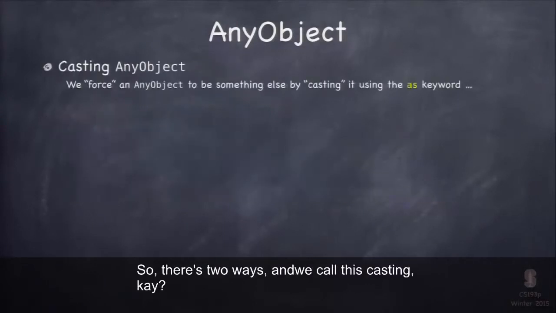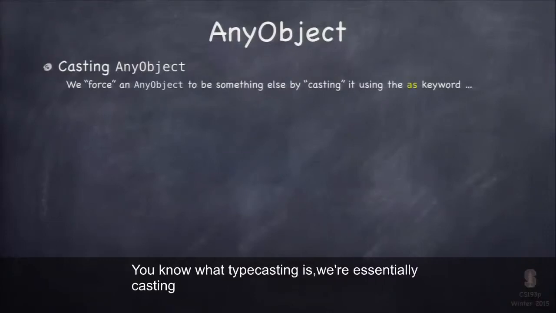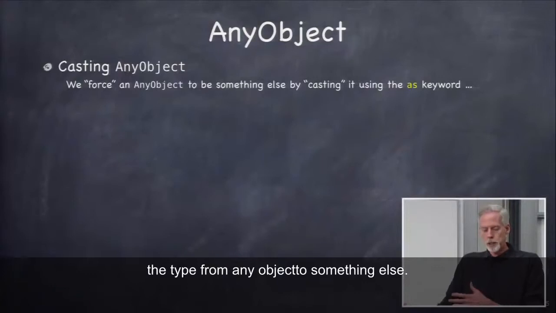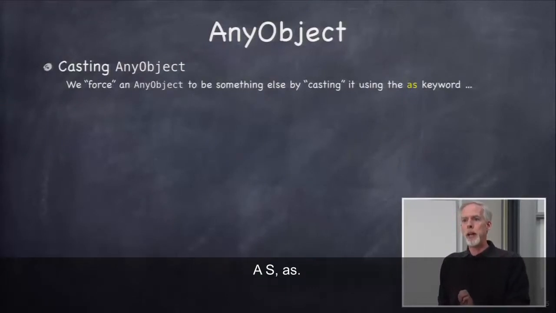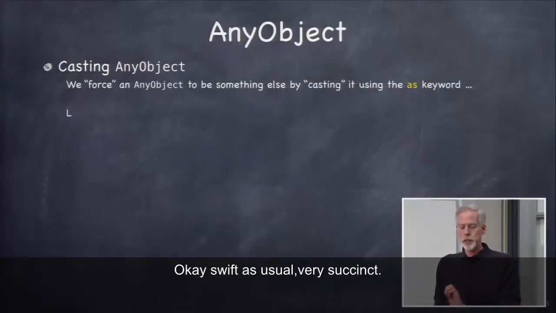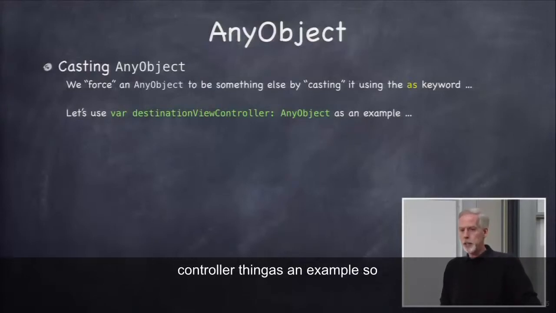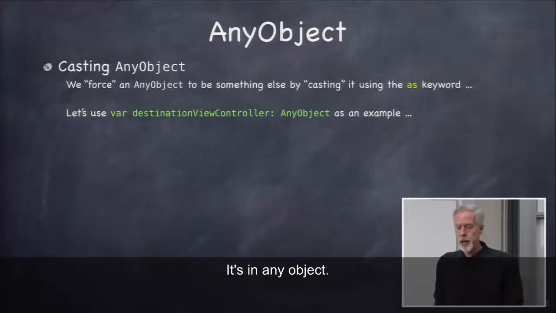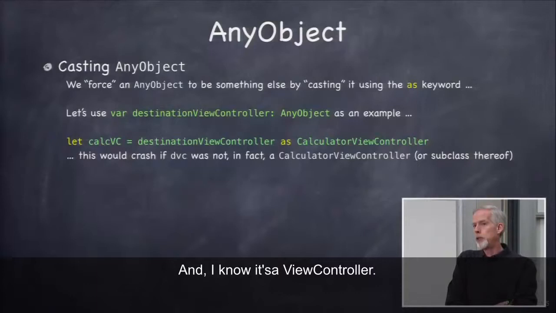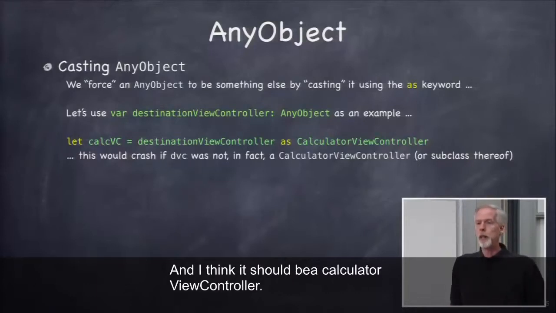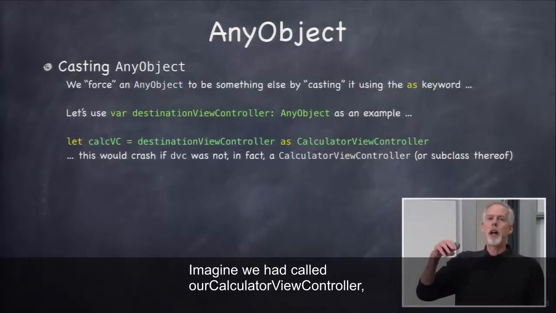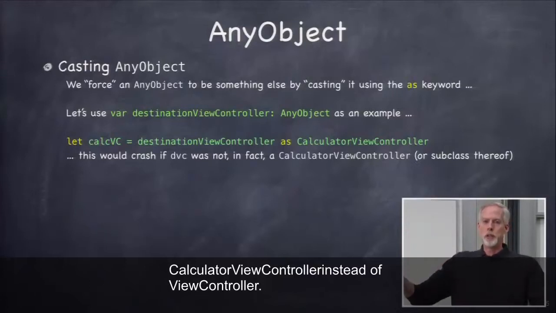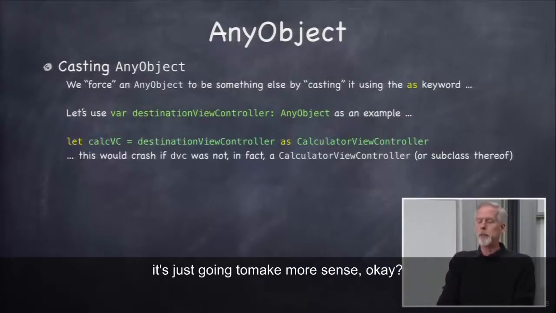So there's two ways, and we call this casting, okay? You know what type casting is. We're essentially casting the type from any object to something else. And we can typecast forcibly using the as keyword, as. Okay, Swift, as usual, very succinct. And so I'm going to use that destination view controller thing as an example. So I've got this property, destination view controller. It's an any object. And I know it's a view controller, and I think it should be a calculator view controller. So I'm going to be using in my examples calculator view controller. Imagine we had called our calculator view controller instead of view controller. I'm doing that in the examples because it's just going to make more sense, okay?